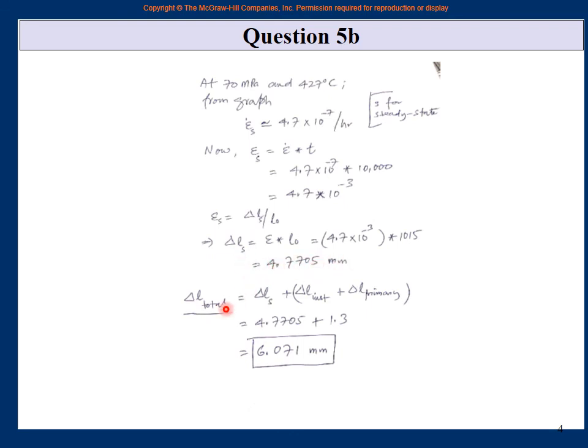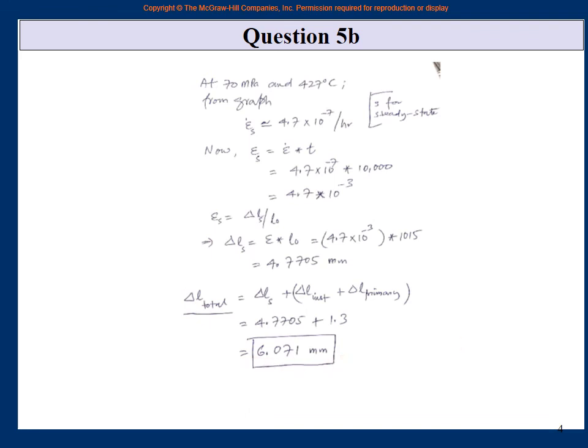Now the total change in length is the change in length in the steady state creep region plus the change in length in the instantaneous and the primary regions of the creep graph. And it was given in the question that the sum of the instantaneous and primary creep delta L is 1.3. So delta L in the steady state creep region is this, and this was given to be 1.3. So the total elongation is this value.